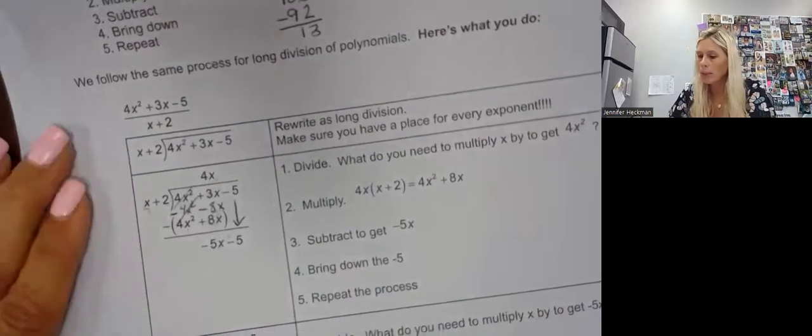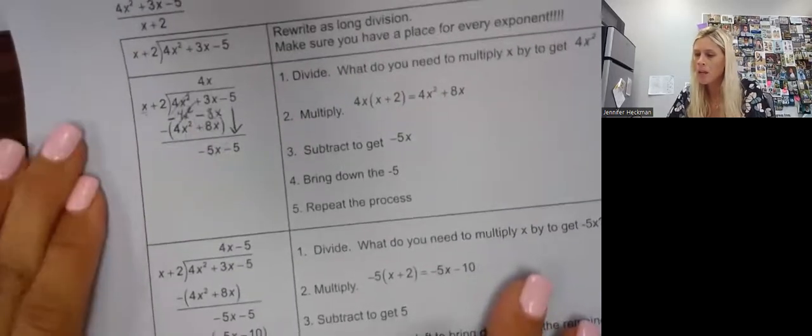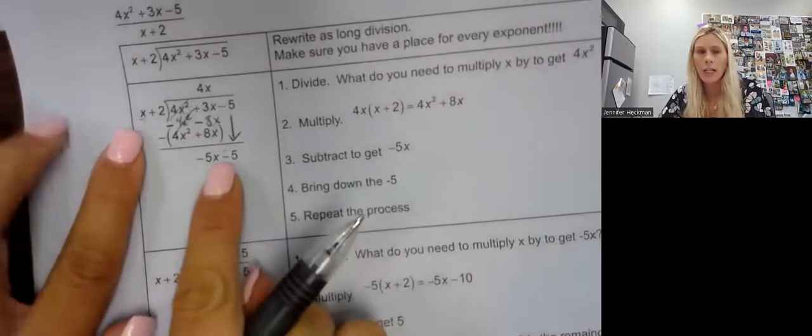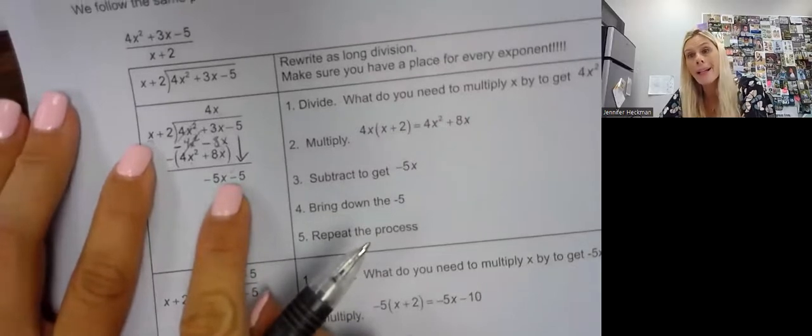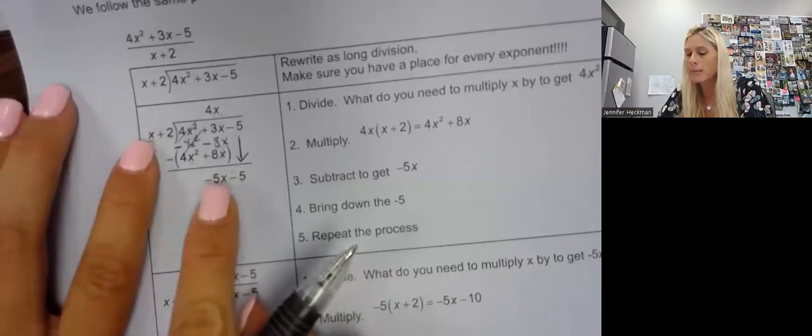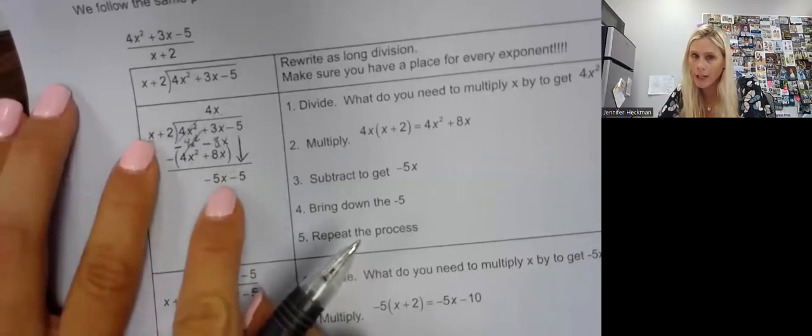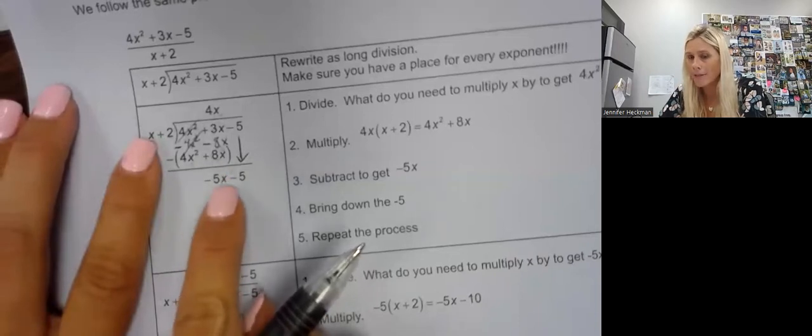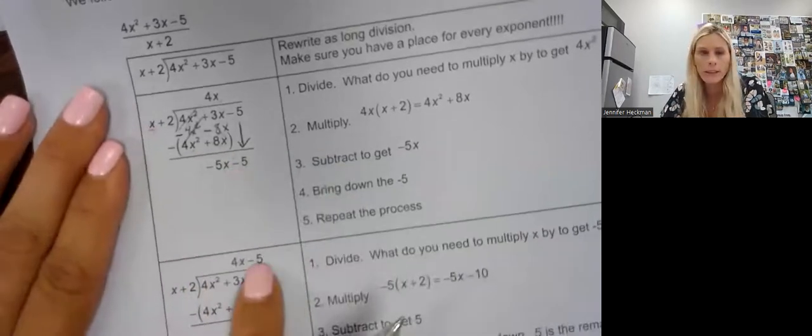Okay, now we're going to repeat the process. But we're going to look at this down here. So remember, what do I do to make it look like it? So x times what is negative 5x? Again, x times what is negative 5x? Well, of course, it's negative 5.